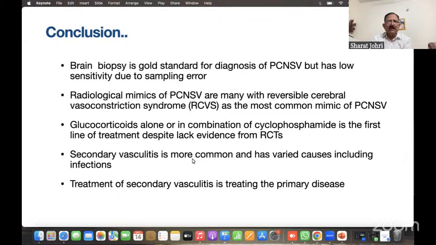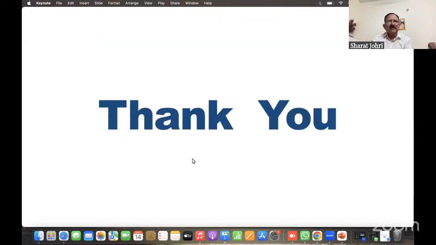Although there are no RCTs for that, secondary vasculitis is more common but has varied causes, and we have to treat the cause. Whatever the cause, the treatment remains the treatment of the cause. So this is regarding CNS vasculitis. Thank you so much.